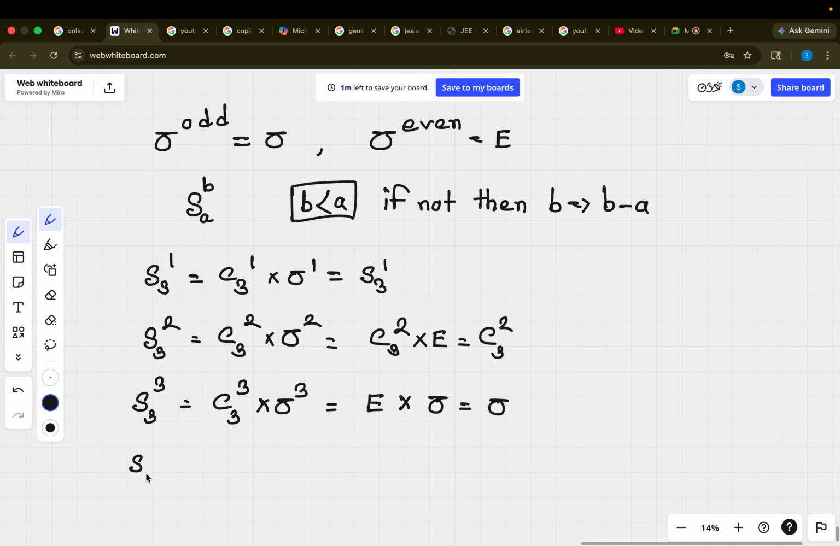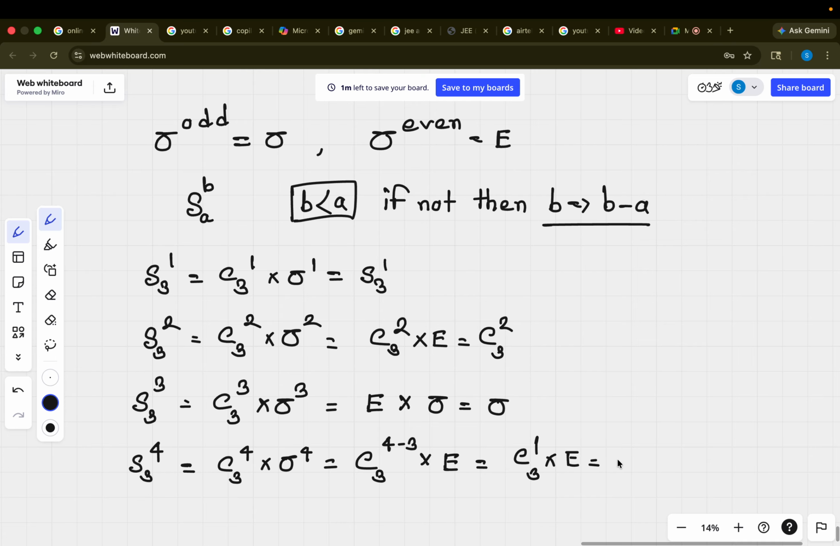Now suppose I have S_3^4. So S_3^4 means you have C_3^4 into sigma 4. Now see, C_3^4: if this value is getting higher, then you can write B is equal to B minus A. So I can write C_3 and here also 4 minus 3. And sigma to the power 4, sigma to the power even, will also be identity E. So 4 minus 3 means you are getting C_3^1 into identity.